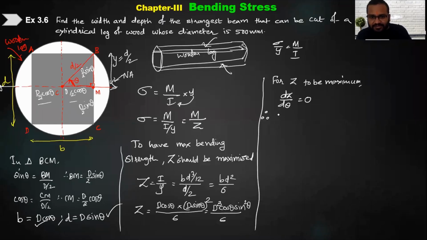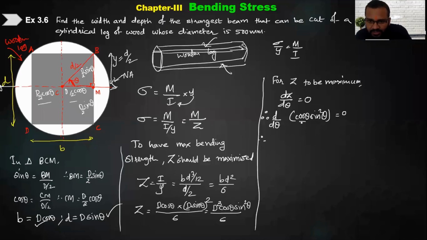Sir, minus d cube by 6, first sin theta, cos theta into sin square theta equal to 0. So d cube by 6 is common, it will cancel out. I'll write only what remains. Tell me now how to do it. Minus sin cube theta plus 2 cos square theta sin theta.